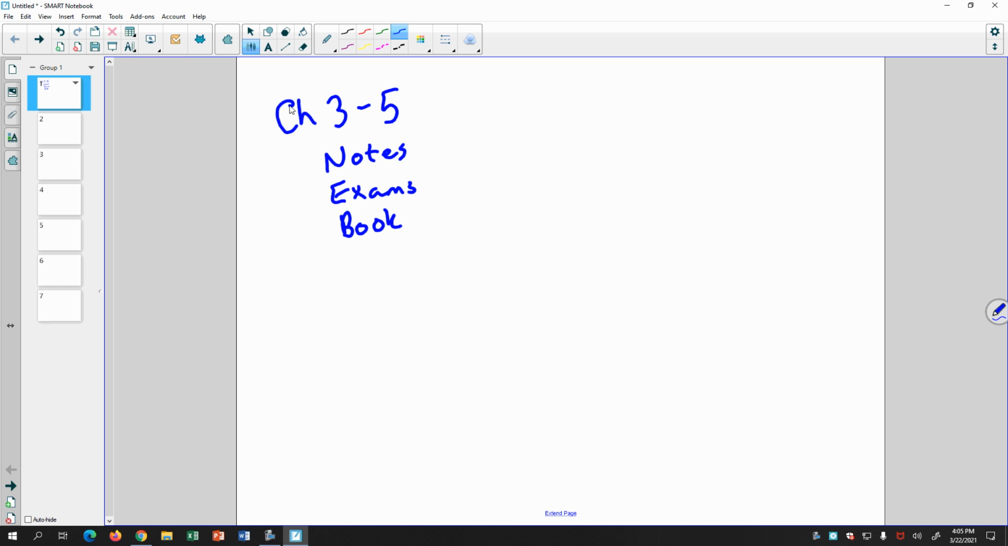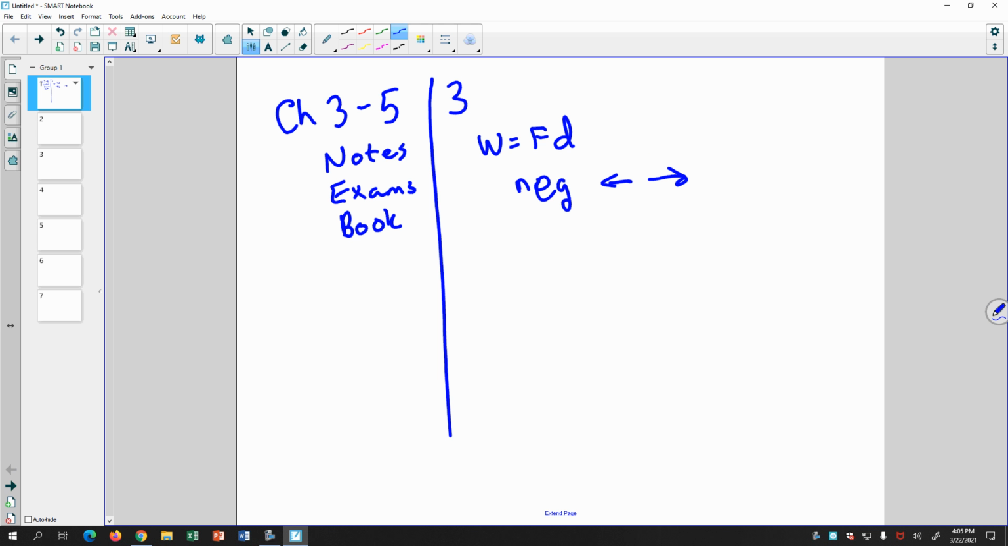All right, so chapter 3 was on work and energy. You need to know the definition of work. Remember, work is equal to F times D. We spent some time talking about negative work. That's when the force and the displacement are in opposite directions, and also about positive work. That's when the force and the displacement are in the same direction.